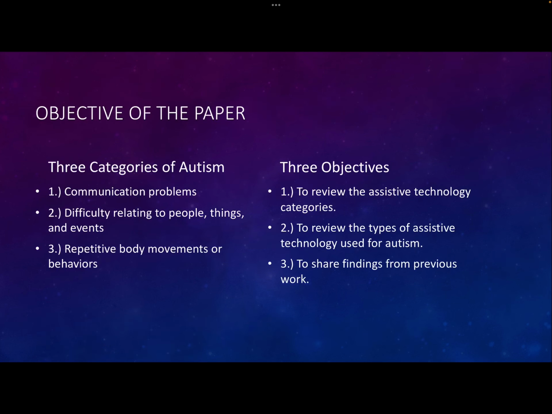The objective of the paper. The 3 main categories of autism that they focused on were communication problems, difficulty relating to people, things, and events, and repetitive body movements or behaviors. Their objectives were to review the assistive technology categories, which I'll go into next, to review the types of assistive technology used for autism, and to share their findings from previous work.